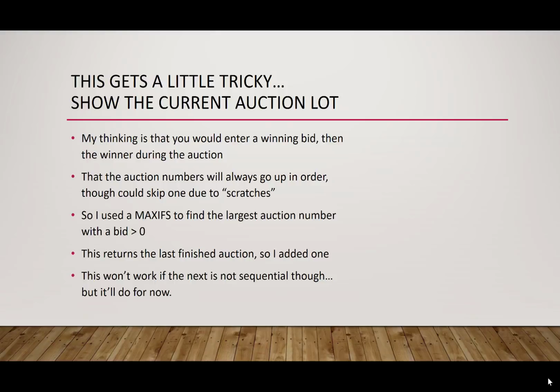So now we'll think about how auction numbers are laid out here. If the auction numbers are always going up in order, we could use the max function and say what's the maximum. But all of them are going to be listed, so it's not the maximum of all of them. It's only going to be the maximum of those that actually have a bid. So let's use a MAXIFS and say, if it's greater than 0 for the bid, then that's the maximum.